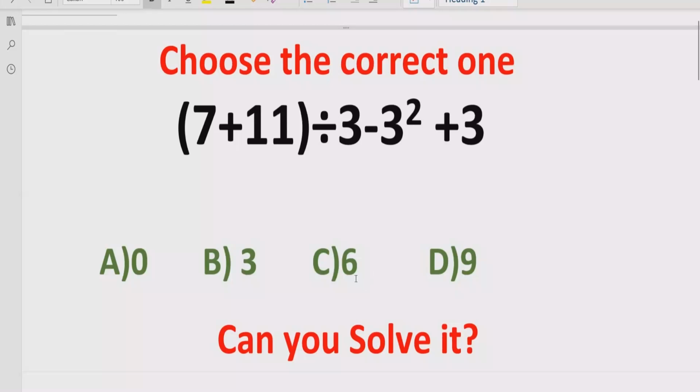Today we will solve another quiz which is related to arithmetic expression. The quiz contains the basic operations: plus, minus, multiplication and division. So we have to solve this quiz using PEMDAS and BODMAS method and find out the correct answer. In the answer list we have four answers. A is 0, B is 3, C is 6 and D is 9. So let's see after solving it which answer is correct.